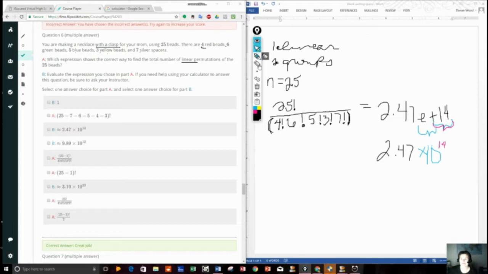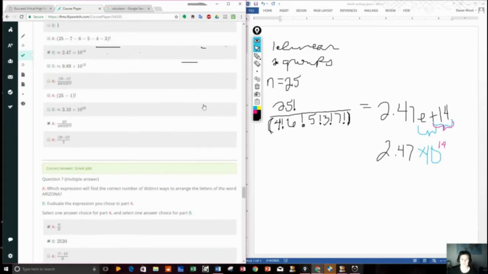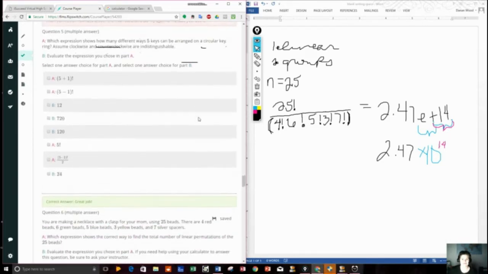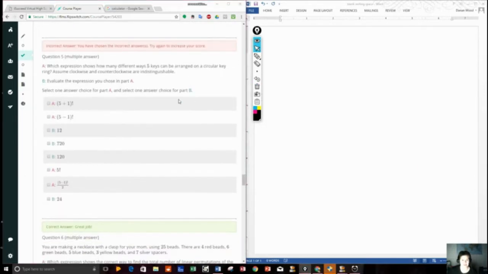Alright, so we're going to look for 25 factorial divided by 4 factorial, 6 factorial, 5 factorial, 3 factorial, 7 factorial. That's what we did. And now we're going to look for approximately 2.47 times 10 to the 14th power. Great job. Again, e represents being multiplied by 10, and the number after e is your exponent.